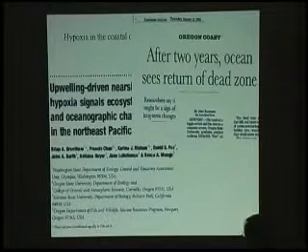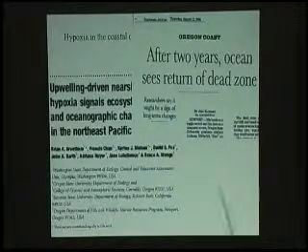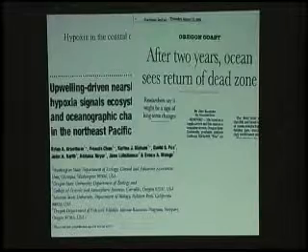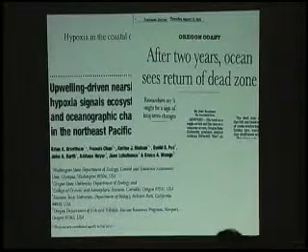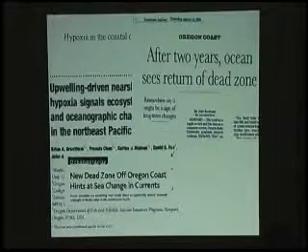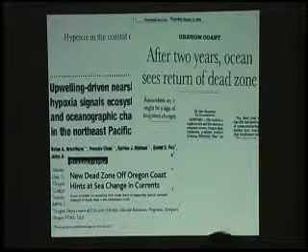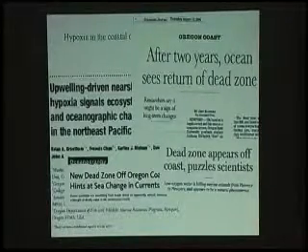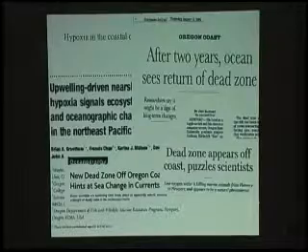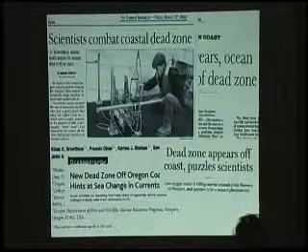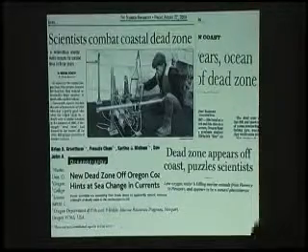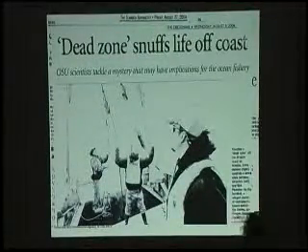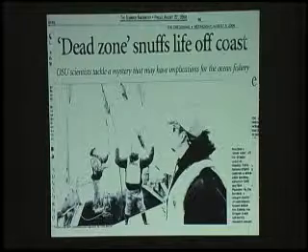Pretty much any time somebody measured an oxygen concentration below 1.4 milliliters per liter, the newspapers found out about this, and things just really started to get more and more out of hand. These were sort of the more responsible ones, and then it was puzzling and killing the animals, and then we had to go out and combat it. And then this is my favorite one. This is from the Oregonian: dead zone snuffs life off the coast.